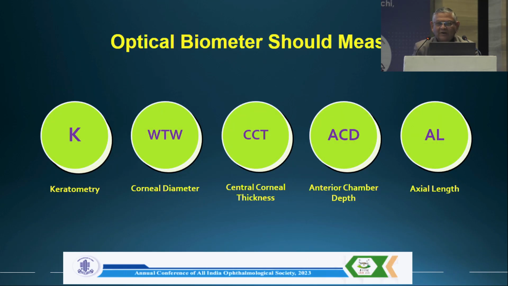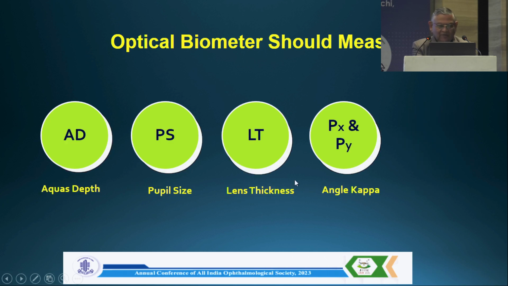But most importantly, these instruments must measure the keratometry, the corneal diameter white to white, the central corneal thickness, the anterior chamber depth, the axial length, the aqueous depth, pupil size, lens thickness, and the angle kappa.